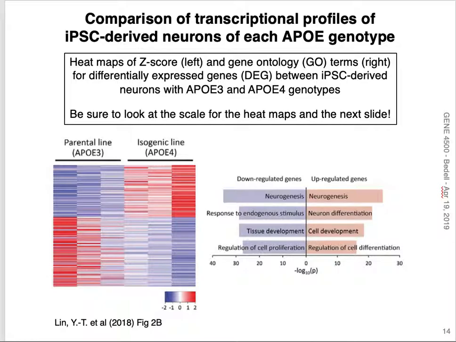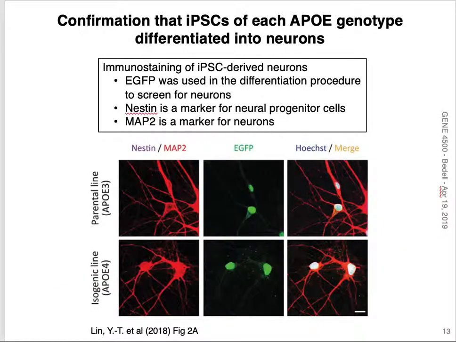Just because they look like neurons morphologically doesn't mean they're functioning as neurons. Right? So that's what they did with neurons. They did that with astrocytes. They did that with microglia. Then they looked at expression.